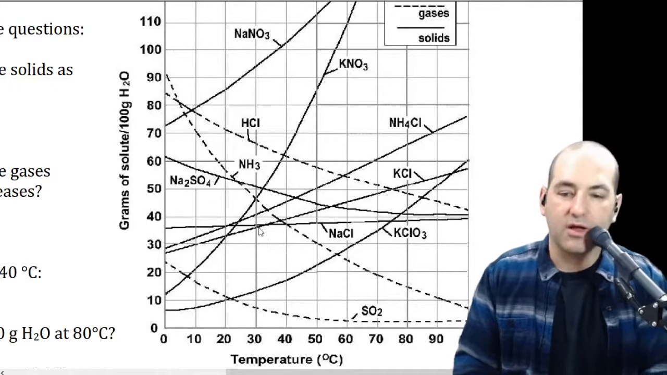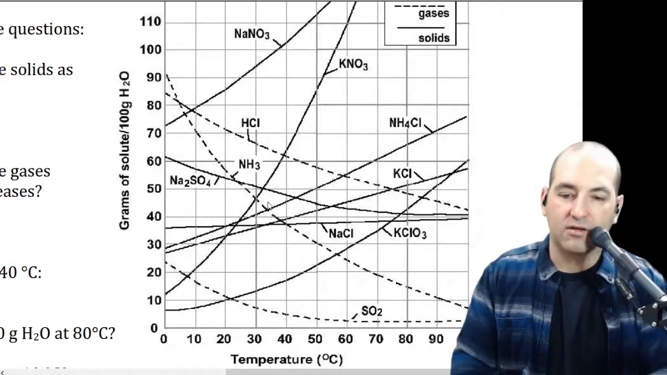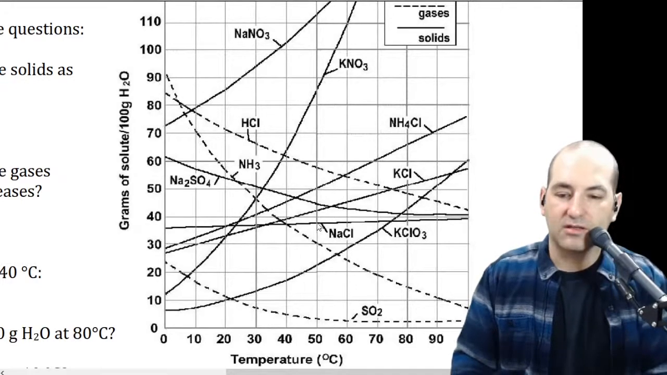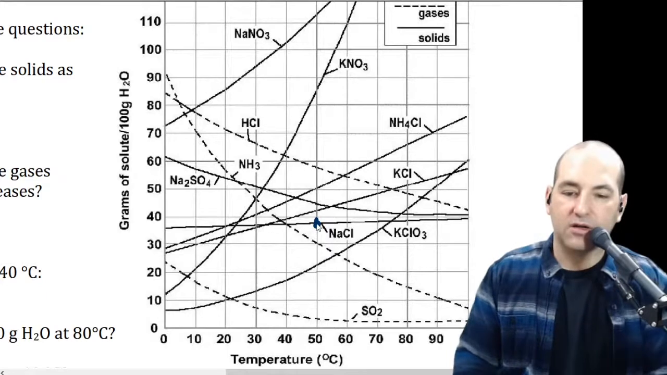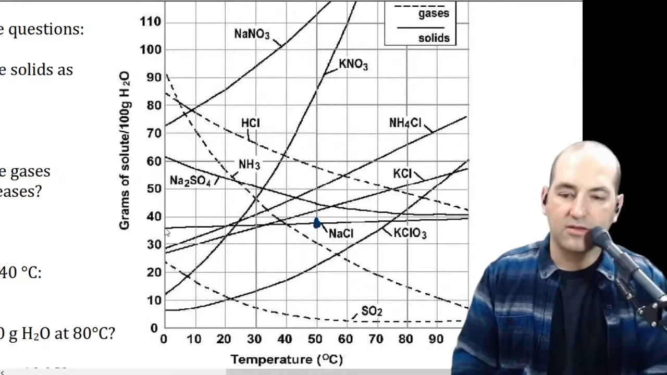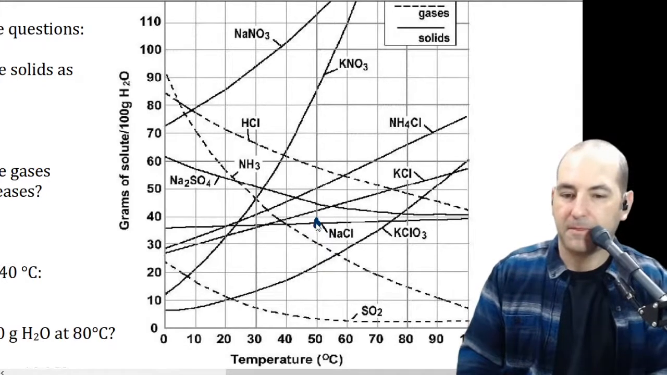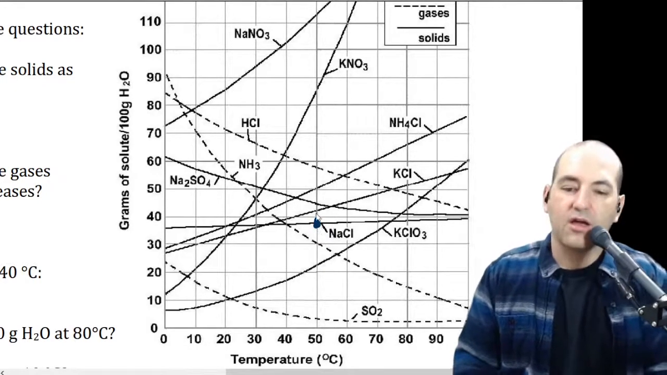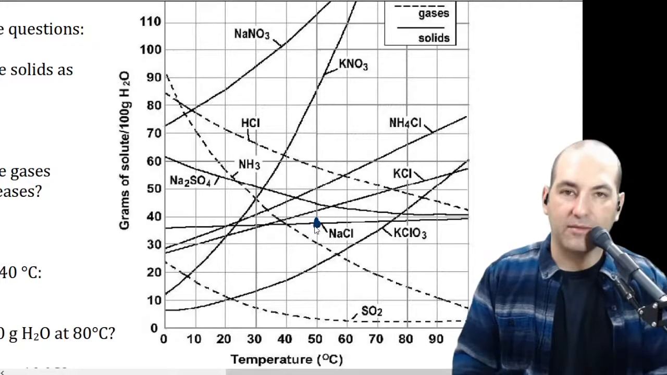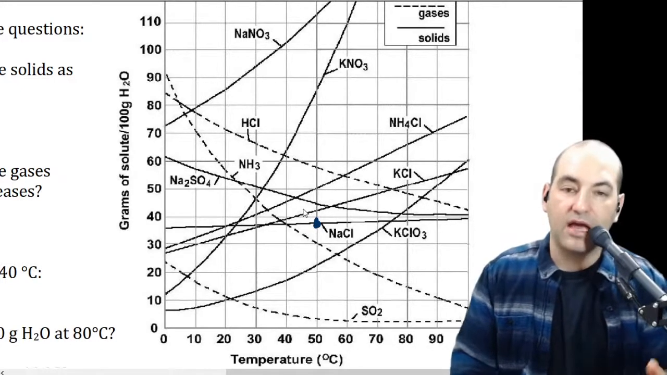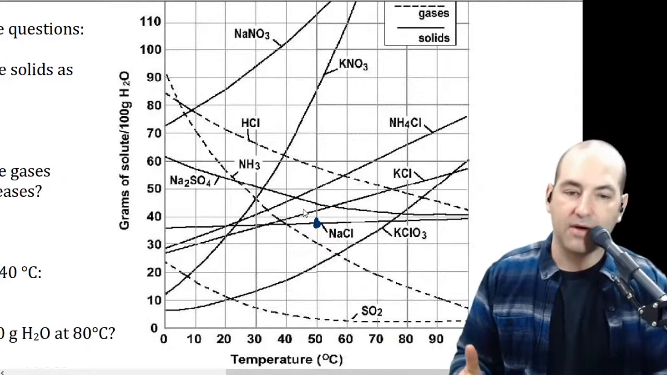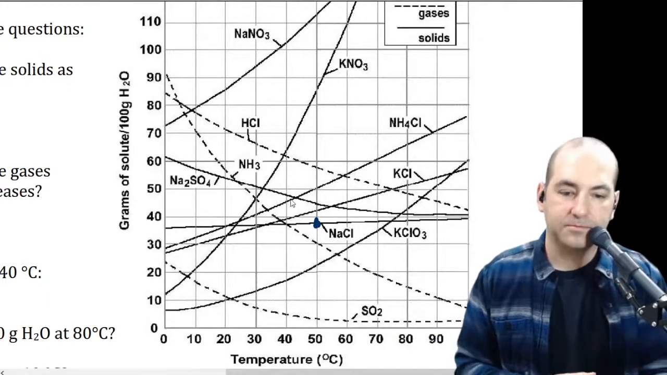So for example, let's take sodium chloride at 50 degrees. So right here. At 50 degrees for sodium chloride, the solubility is, let's call that 38-ish. So that means you can put about 38 grams of sodium chloride in 100 grams of water and it will dissolve. Any more than that, and it'll just fall to the bottom of the container and won't dissolve.